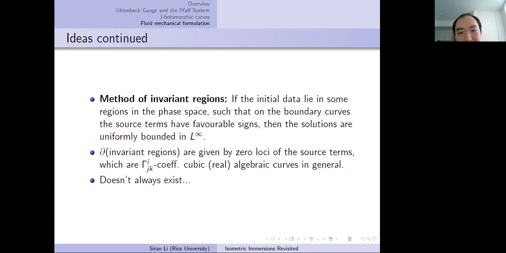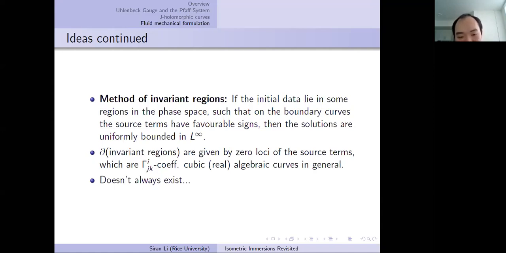And then, starting from the Chen-Slemrod-Wang paper, they used the method of invariant regions in the study of hyperbolic PDEs. So the idea is if the initial data lie in some regions in the phase space, such that on the boundary curves the source terms have favorable signs, then the solutions are uniformly bounded in L infinity. So actually in the phase space, the solutions as time evolves will be captured in these invariant regions, in these regions enclosed by these nice boundary curves.